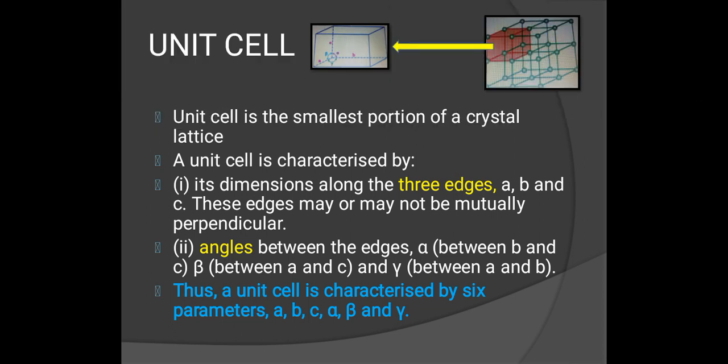Unit cell is the smallest portion of a crystal lattice. A unit cell is characterized by its dimensions, which are the three edges a, b, c, the sides, and by the angles between the edges. The three angles are alpha, beta and gamma. In this way, there are a total of 6 parameters: a, b, c edges and alpha, beta, gamma angles. These are the 6 parameters of a unit cell.